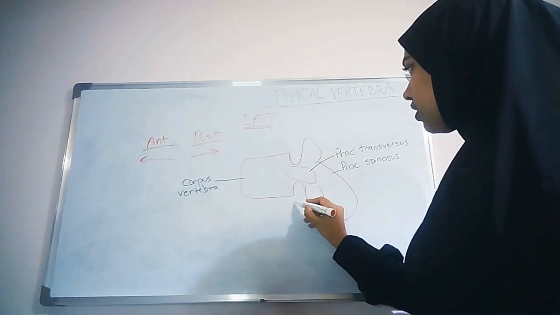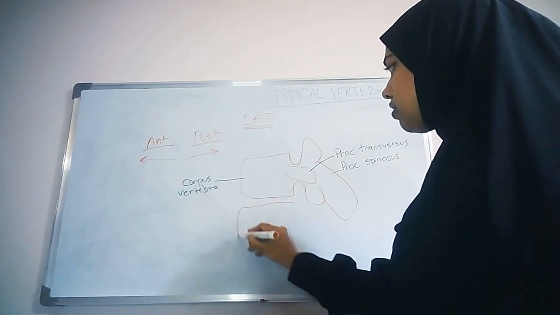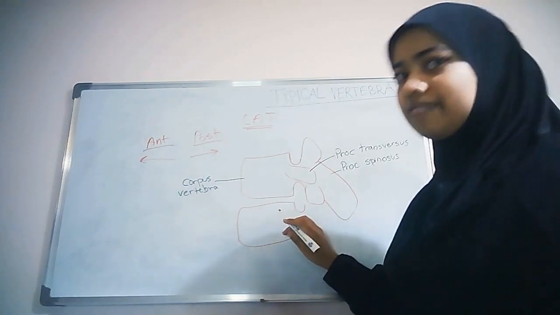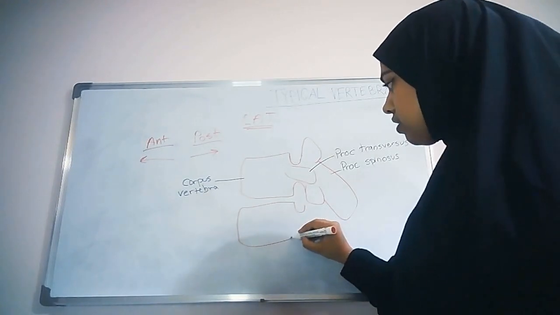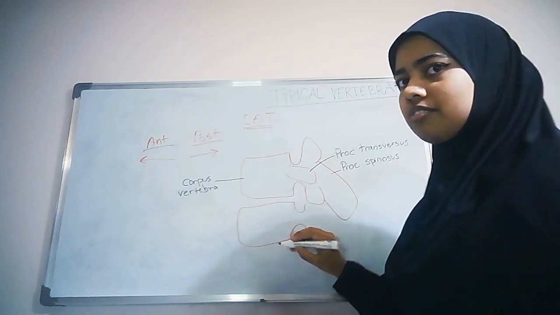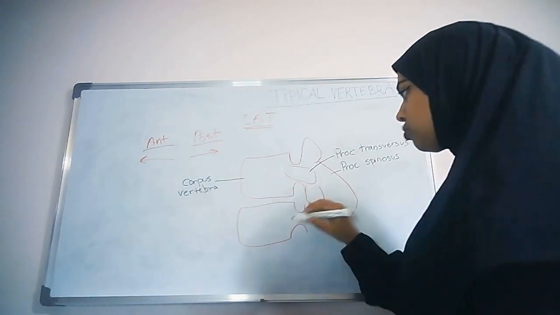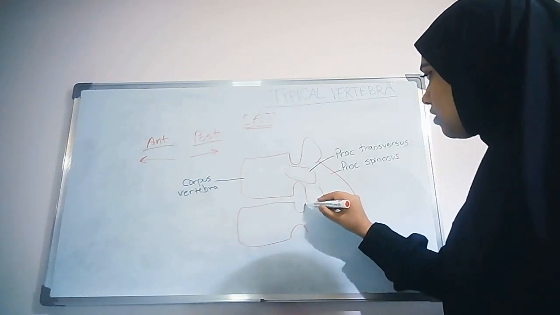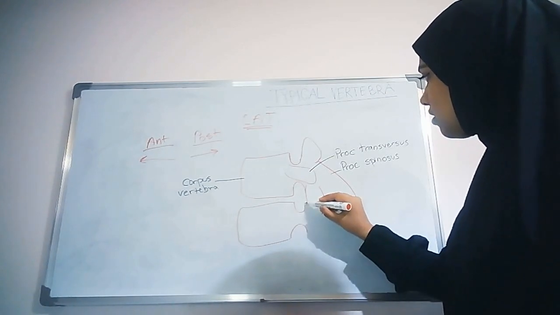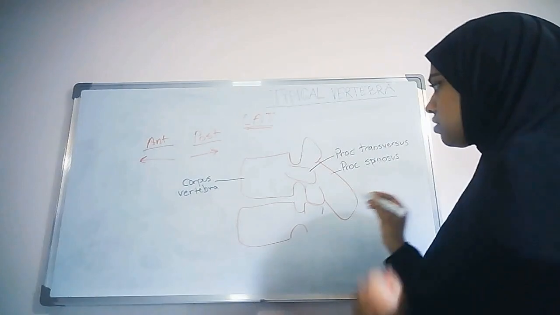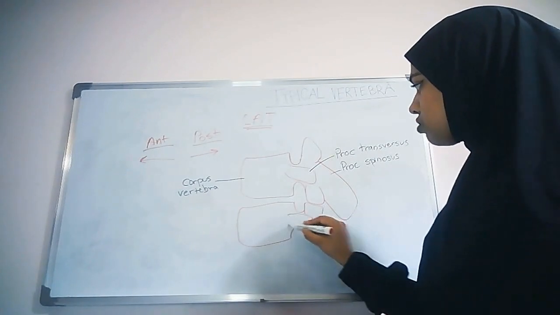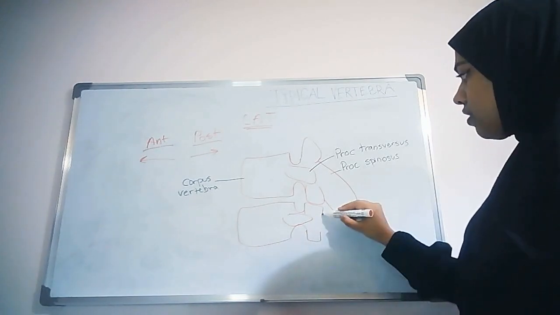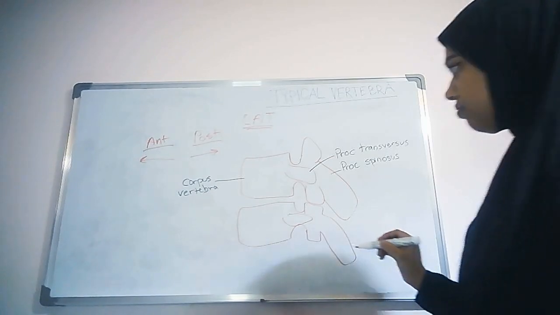So for this one, again, we have our corpus, incisura vertebralis superior, incisura vertebralis inferior, superior, inferior. And then we have this processus towards the top, processus transversus towards the side, and a processus inferior, and processus spinosus.